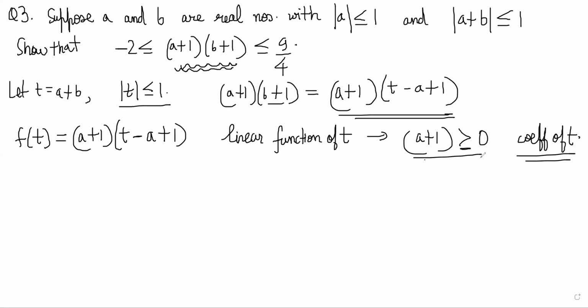So this is the coefficient, and a plus 1 is greater than or equal to 0. Why? Because mod of a is less than or equal to 1, so it can only be between minus 1 and 1. If something is between minus 1 and 1 and you add 1 to it, obviously it will be greater than or equal to 0. So it's a linear function of t with a positive coefficient. That means f of t is monotonically increasing.